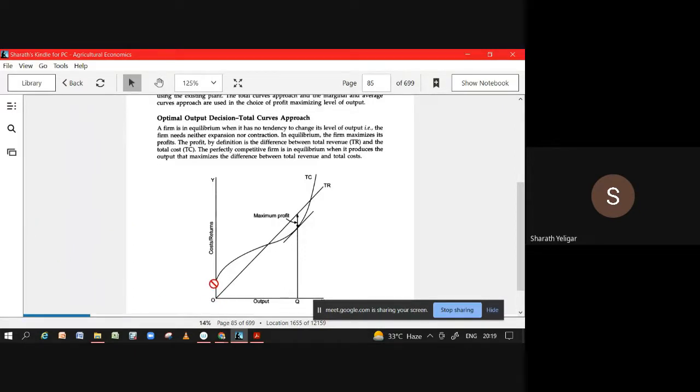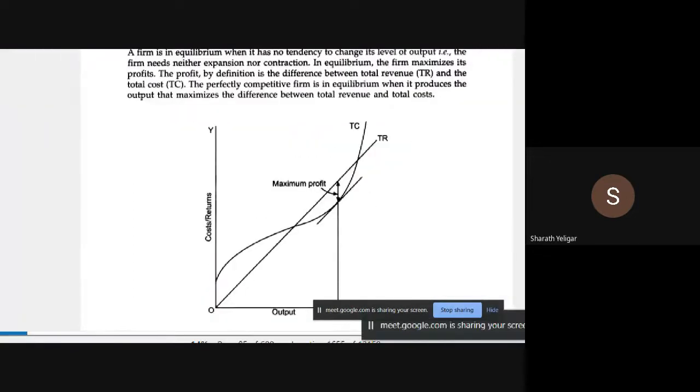But total cost does not start from the origin, it starts from here. Can anyone tell why? Because of the cost of production. What is this called? Fixed cost. This portion is total fixed cost, and this portion is called total variable cost. This is the total fixed cost, total variable cost, and this is total cost. Inverse S shape, inverse S shape.